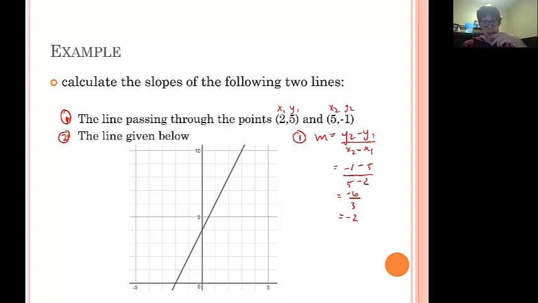Now shifting our attention over to this second line. In my notes, I calculated a couple points here. So it looks like the line's going to pass through maybe these 2 points. We're going to label those points so that we can use the rise over run formula. This point up here has an x coordinate of 0. It has no movement to the left or the right.